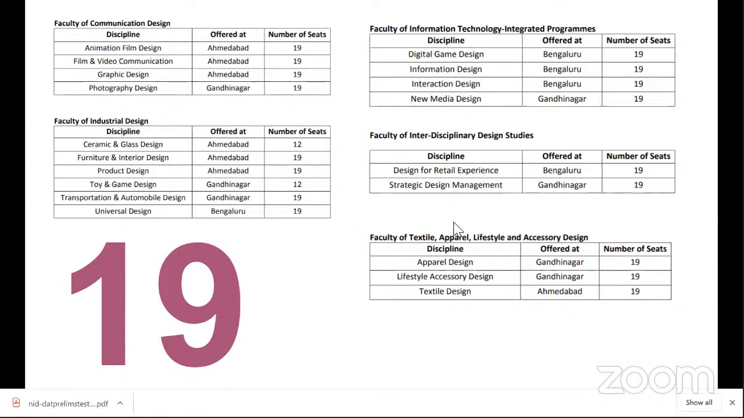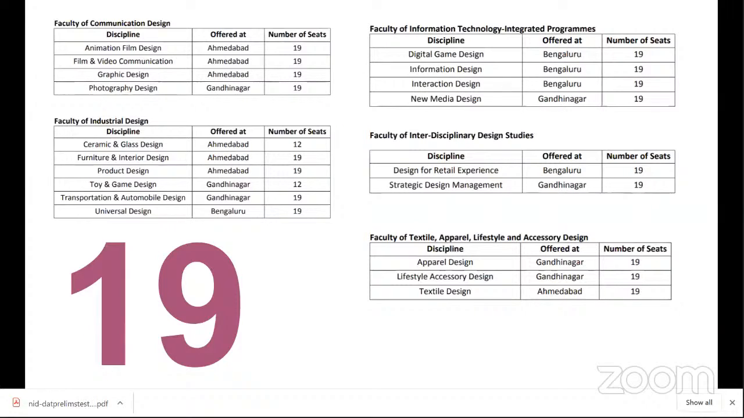The NID PG paper has been undergoing various changes for quite a few years. They have been playing with the kind of questions, the format, etc. Just last year, that is the 2020 NID PG paper, they reintroduced something called the design specific paper.